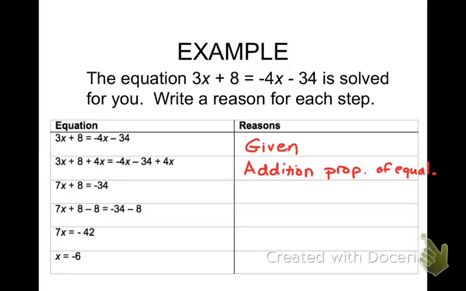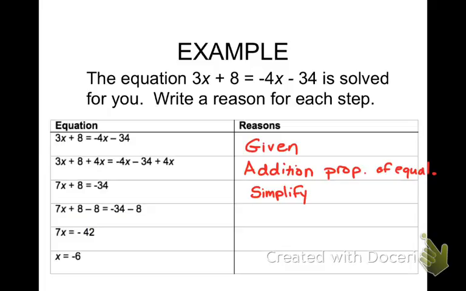A lot. No, I'm just kidding. Well, what did we go from here to here? Combine like terms. Whenever anything happens like combining like terms, we just use a generic word of simplify. So this was simplified. So I'm just going to write simplify.